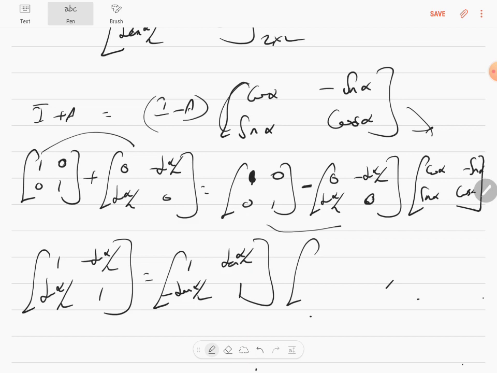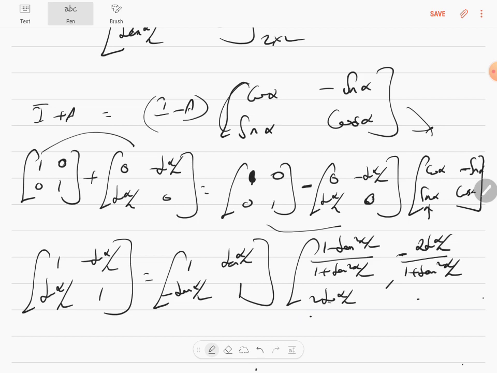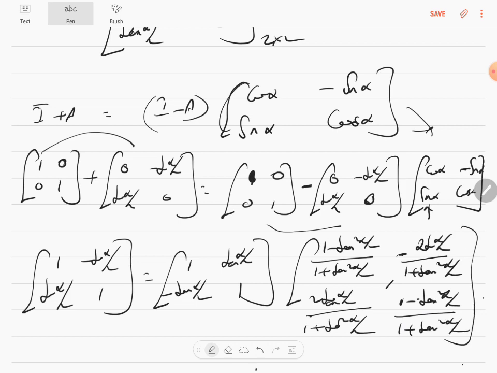I would rather write cos alpha in terms of tan alpha by 2, which is cos alpha is 1 minus tan square alpha by 2 by 1 plus tan square alpha by 2. Minus sin alpha is minus 2 tan alpha by 2 by 1 plus tan square alpha by 2. Sin alpha here can be written as 2 tan alpha by 2 by 1 plus tan square alpha by 2, and cos alpha is 1 minus tan square alpha by 2 by 1 plus tan square alpha by 2. Writing cos and sin in terms of tan alpha, this is the way. Because it is alpha, it will become alpha by 2.